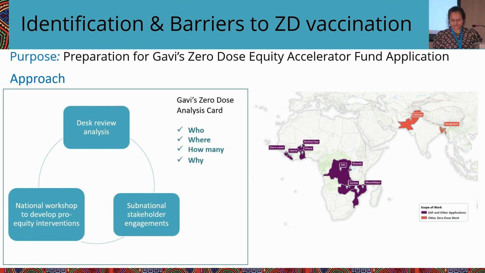Finally, a workshop was held at the national level with EPI teams, core and expanded partners, including CSOs, to review the findings from both the desk review analysis and the stakeholder engagements. The second part of the workshop was really dedicated to coming up with the interventions that would directly link the gaps that were found in the previous phases to the zero-dose activities that would be submitted as part of the application. In that process, we also were able to answer the key questions in the zero-dose card that Gavi provided on who the zero-dose children are, where they are, how many are they, and why are they zero-dose.